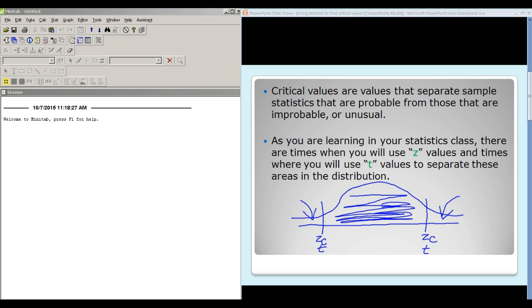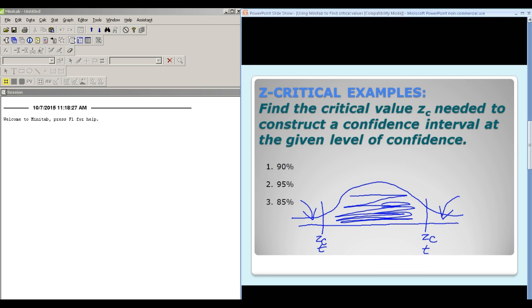But we're not going to cover determining whether we're going to use Z or T in this demonstration. I do have other demonstrations posted that explain how to know which type to choose, and you can watch one of those. But for this one, I'm just going to show you how to calculate the specific critical values using Minitab. So let's take a look at how we can do that.